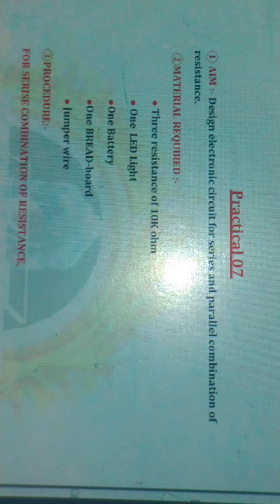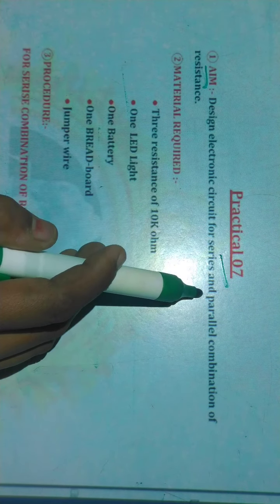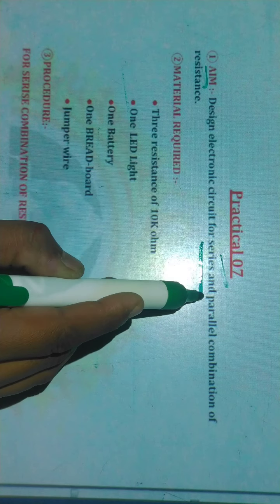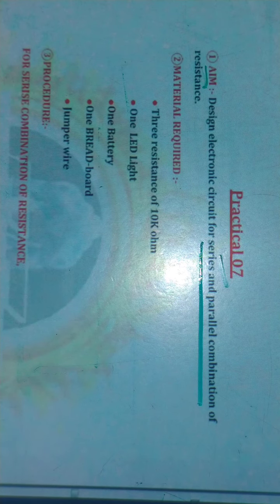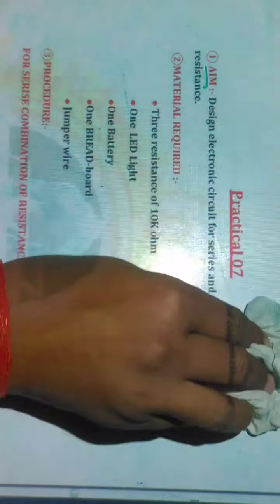Hi everyone. We are going to start today's class, that is practical number 7. The aim of practical number 7 is to design an electronic circuit for series and parallel combination of resistance. Series and parallel combination is a new concept, so we will discuss it in this practical.